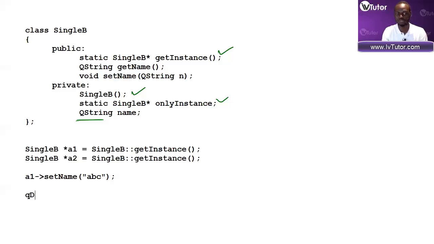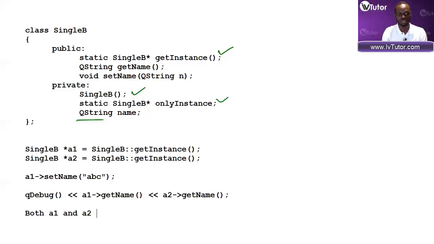If I then display these and go A1 dot get name and also A2 dot get name, I can then explain that both A1 and A2 will show the same value for name because it's one instance.